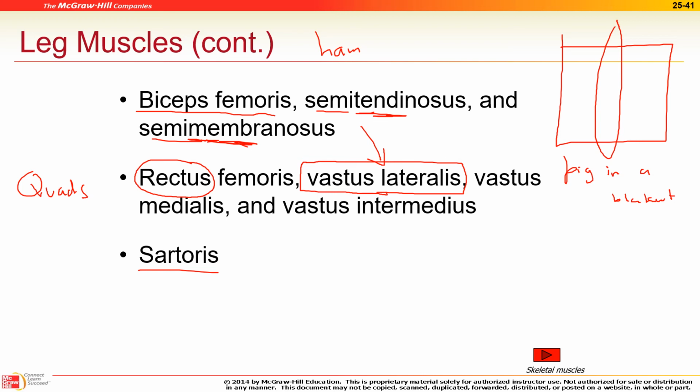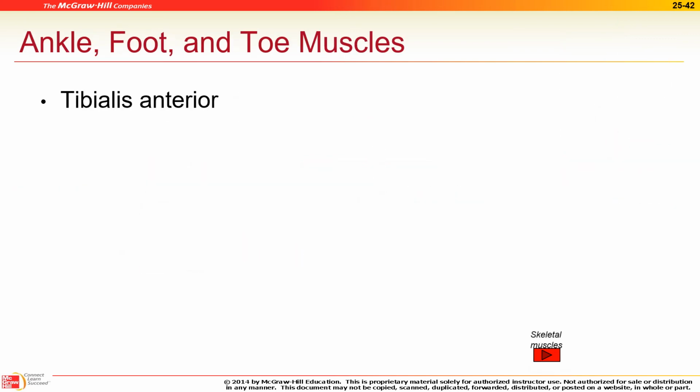It's that one that starts from your hip all the way down to the front of your knee. What was notable about it? It was the strongest? No, longest. Sartorius.